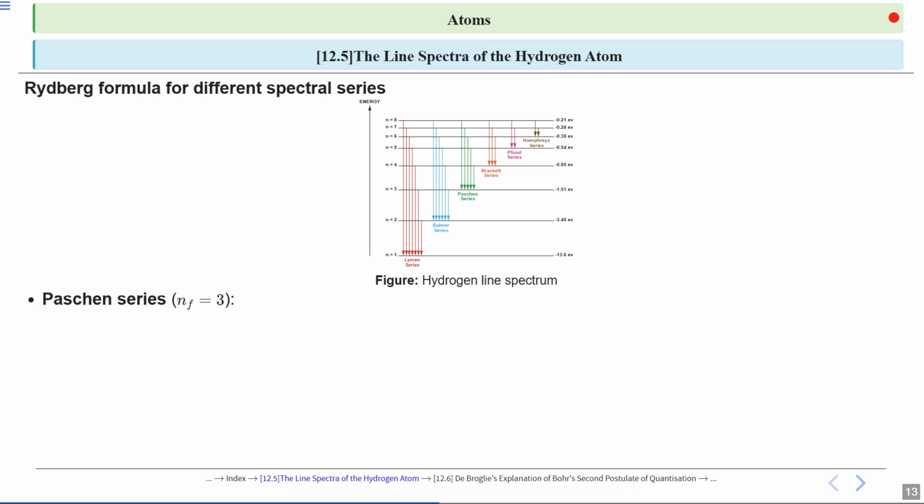Let's focus on the Paschen series, where the final energy level nf is 3. This means electrons are falling to the third energy level from higher energy levels. The Paschen series lines are found in the infrared region of the spectrum, which is not visible to our eyes, but can be detected with special equipment.